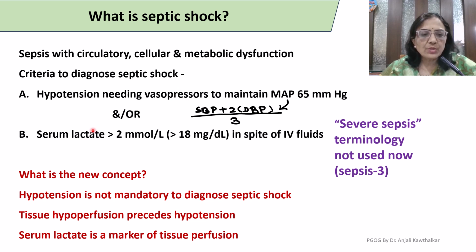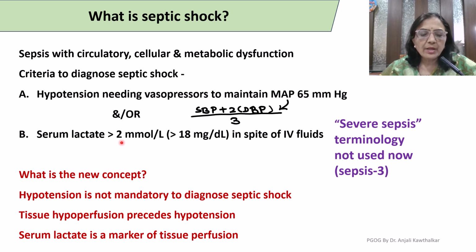What is more important is, even if there is no hypotension, if there is an increase in serum lactate levels greater than 18 milligram per dL or greater than 2 millimoles per liter in spite of IV fluids, then it is also diagnosed as a case of septic shock. So though the patient is normotensive, if you are monitoring serum lactate and there is an increase, it is sufficient to diagnose a case of septic shock.